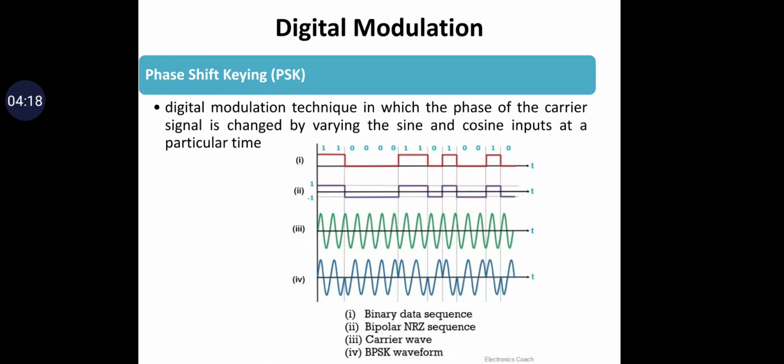And next let's see the phase shift keying. It is a digital modulation technique in which the phase of the carrier signal is changed by varying the sine and cosine inputs at the particular time. Here the last wave is the phase shift keying signal.